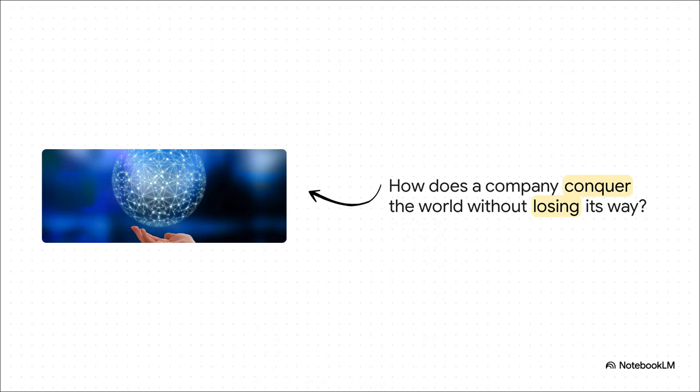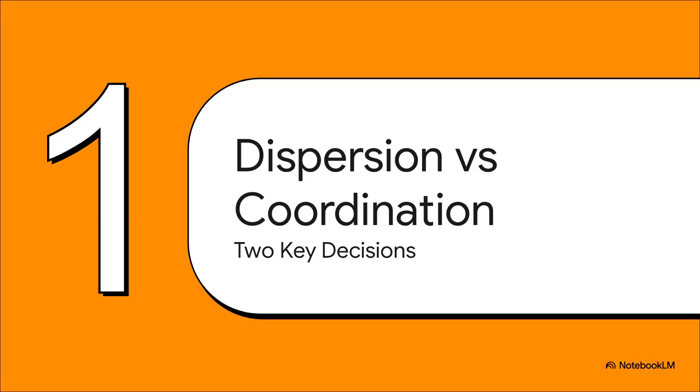And that right there is the big question. Because expanding internationally isn't just about planting flags in new countries. It's a super high-stakes strategic puzzle where every single move you make can either unlock massive growth or lead to some really, really costly mistakes. Well, to even begin to solve this puzzle, it turns out that every single multinational corporation, I don't care how big or what industry they're in, has to make two fundamental decisions. And these choices will define their entire global footprint.